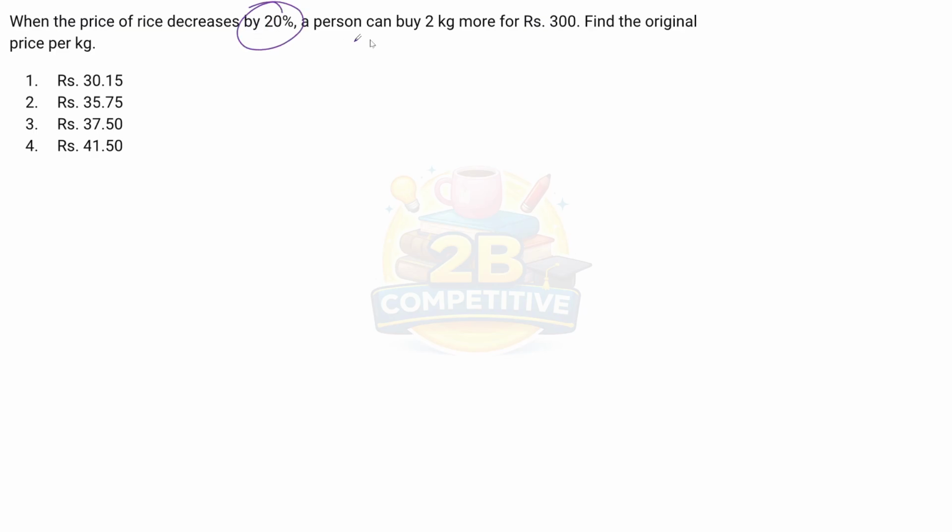Next, when the price of rice decreased by 20%, a person can buy 2 kg more for rupees 300. Very important. Remember the way I am solving this, practice it, it will save very much time in the exam hall. If the price decreases by 20%, he is buying 2 kg more. So 20% price equals 2 kg, because with that 20% amount he is buying 2 kg more. So 20% is 2 kg, so 100% will be 10 kg.